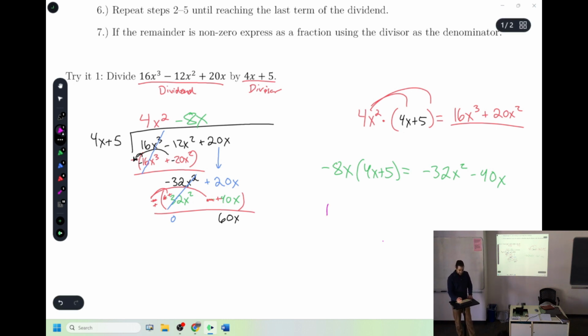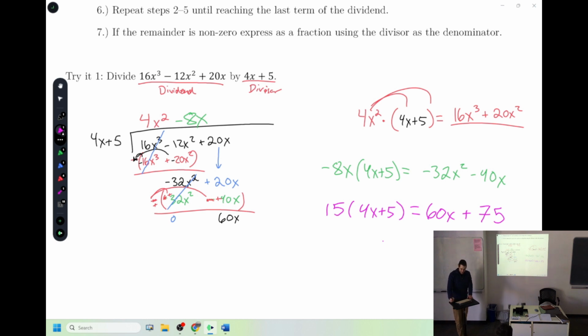And now what someone else is saying is, hey, 15 works, right? 15 times 4x plus 5 is equal to... 60x. I should probably write plus 15 up here first, right? Plus 75.